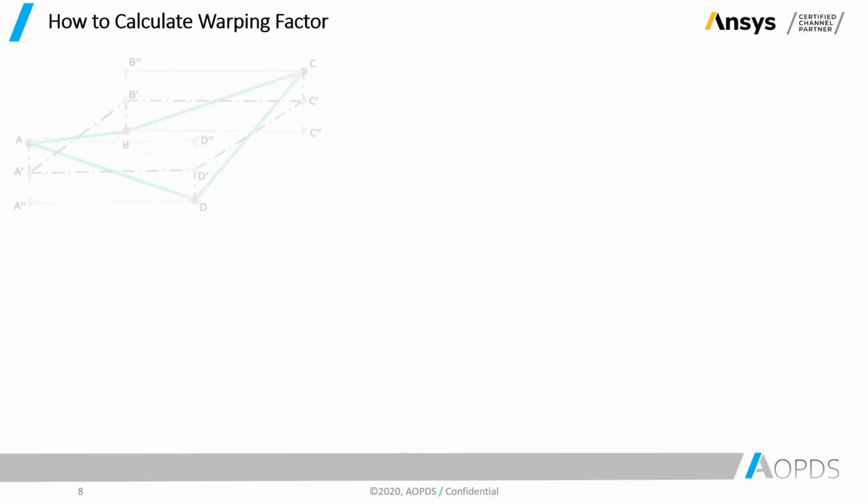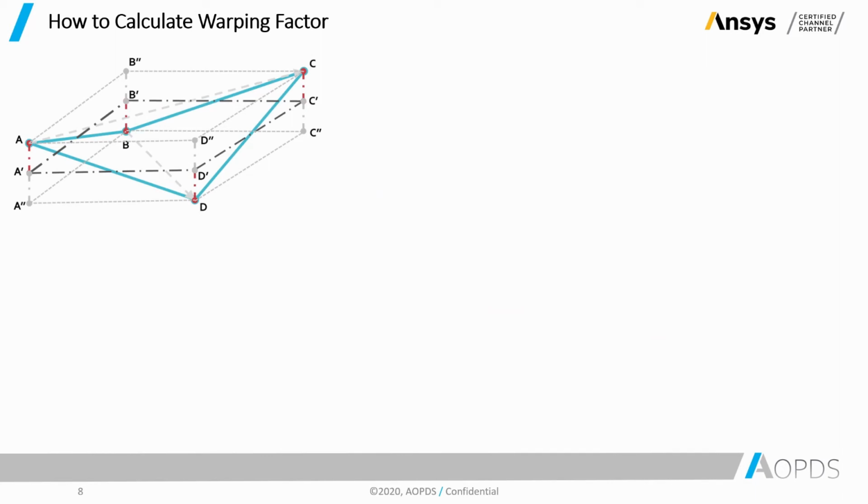Now, let's talk about how to calculate the warping factor. If we have an element, as you can see, the blue lines represent our element, and we are going to name each node A, B, C, and D. Then the warping factor can be defined as 2 multiplied by H over the square root of the area A prime, B prime, C prime, and D prime. And H is the distance between A and A prime.